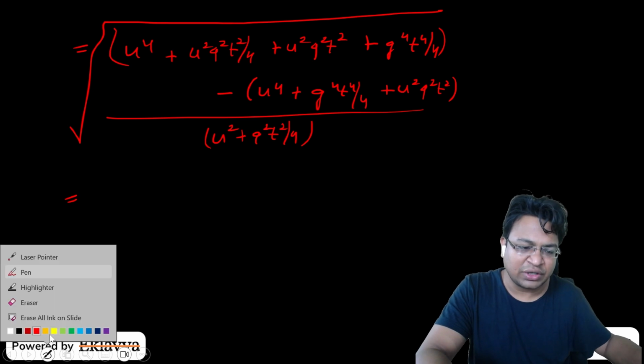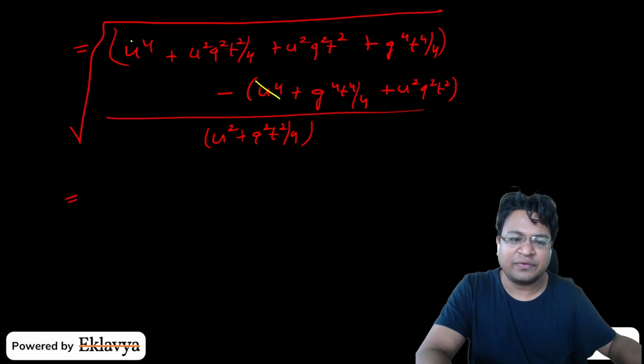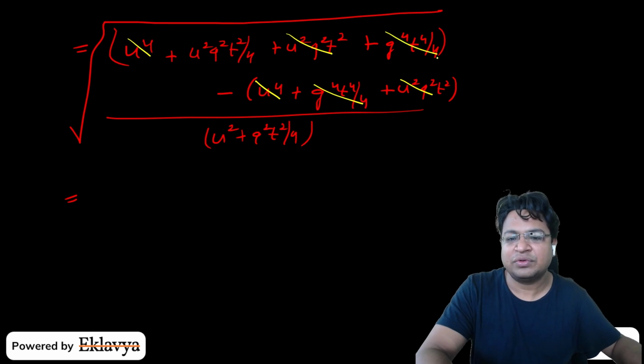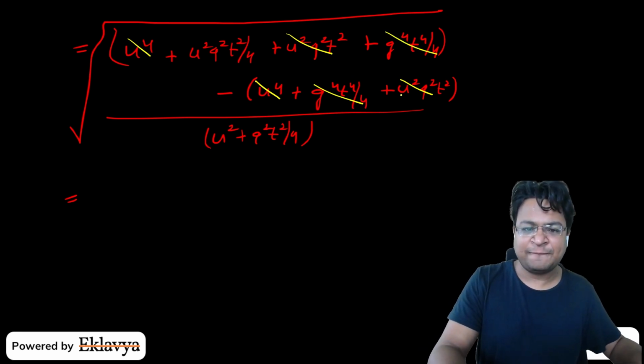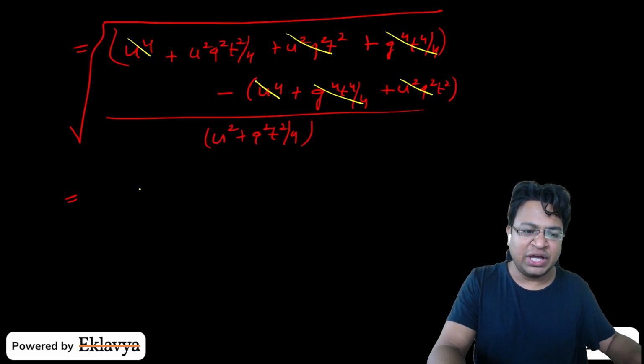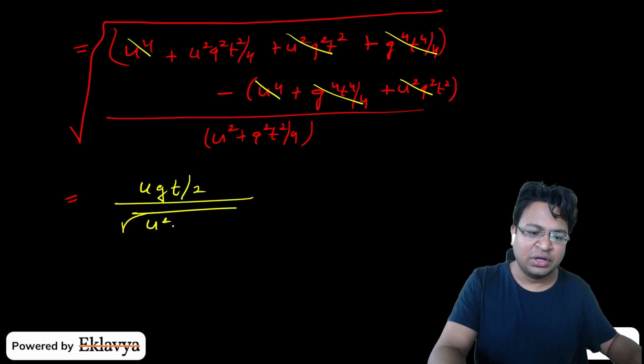Now let's see what all gets cancelled. So this u raised to power 4 gets cancelled. U square g square t square gets cancelled. G raised to power 4 t raised to power 4 by 4 gets cancelled. So out of the seven terms we had, six terms are gone. So we are getting ugt by 2 divided by root of u square plus g square by 4 t square.